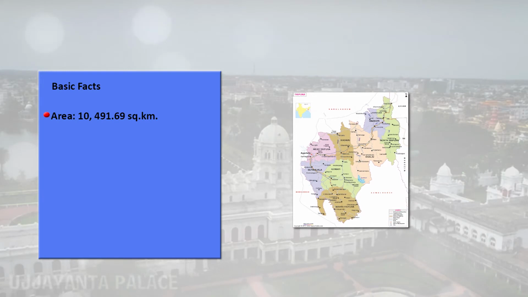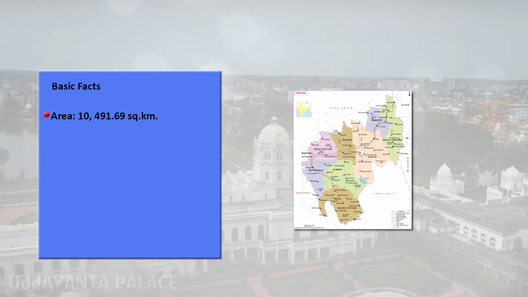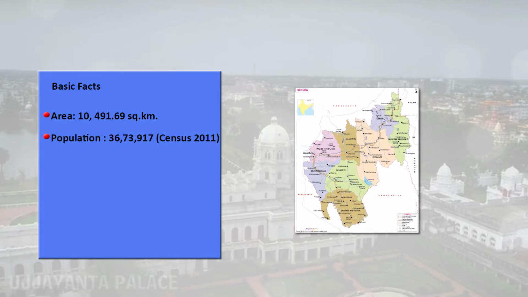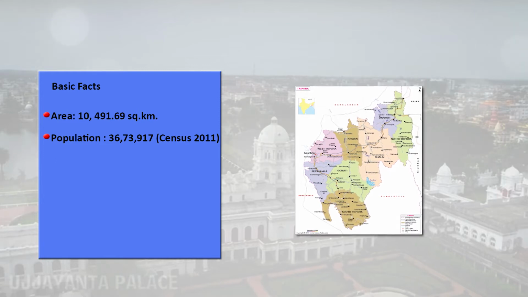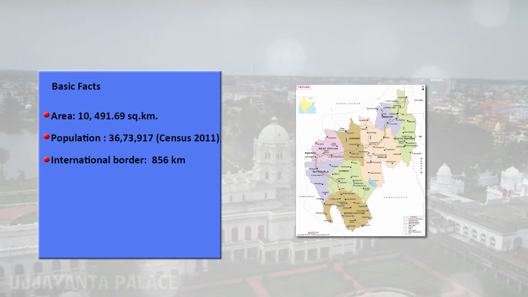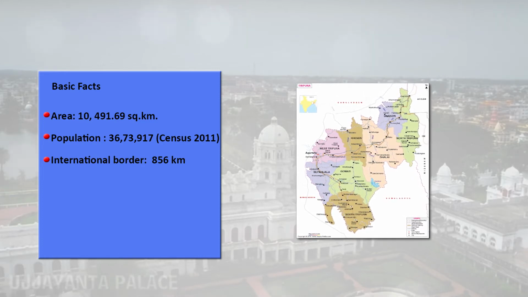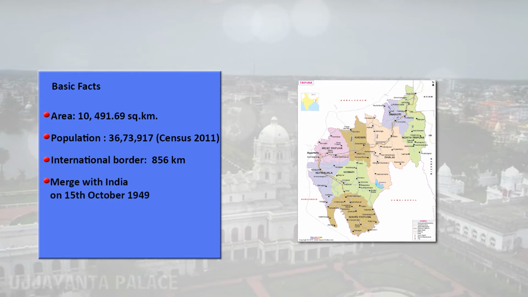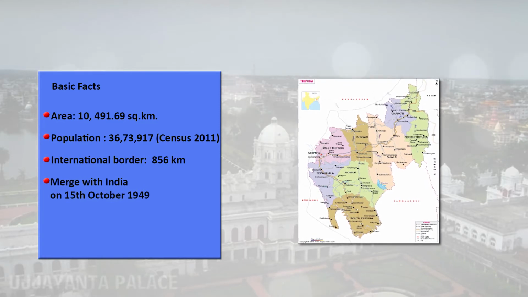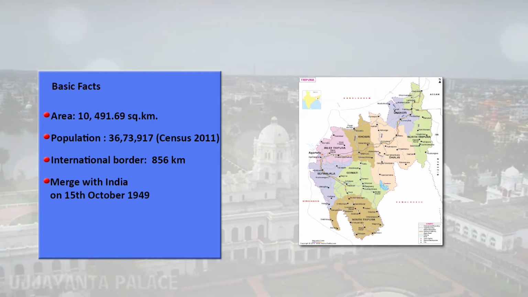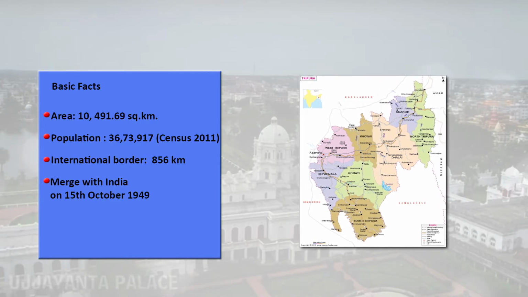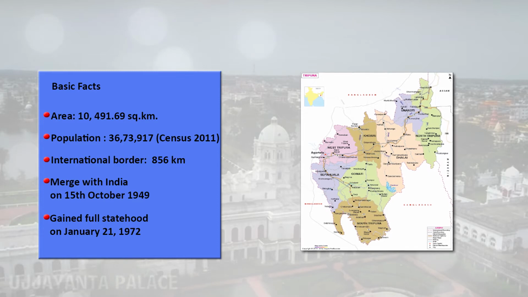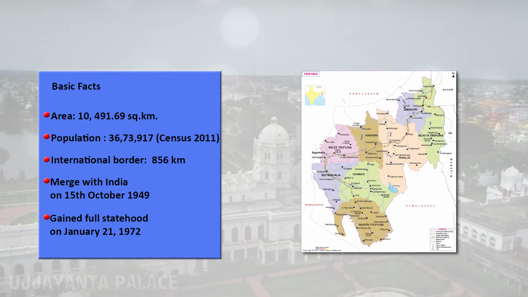If you see Tripura, it is a very small state, with an area of around 10,400 square kilometers and a population of approximately 36 lakhs as per the census of 2011. The special thing about Tripura is that it shares a very long international border, 856 kilometers, with Bangladesh. You may be surprised to know that Tripura was earlier an independent state, but later merged with the Government of India on 15 October 1949. Earlier it was not a state, but gained its statehood on January 21st, 1972.